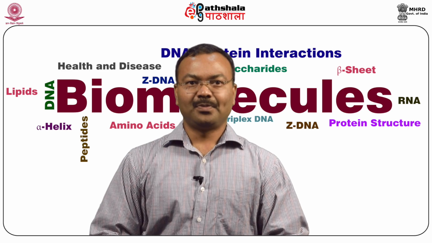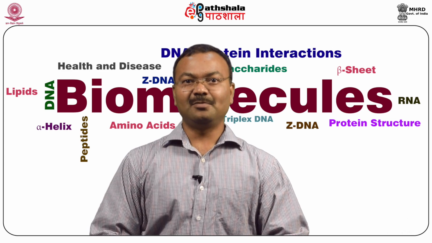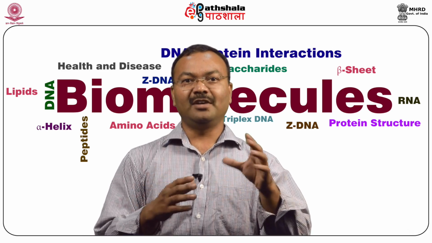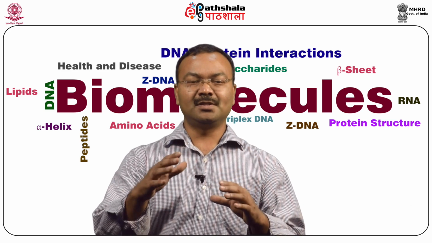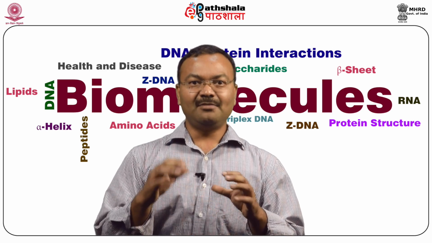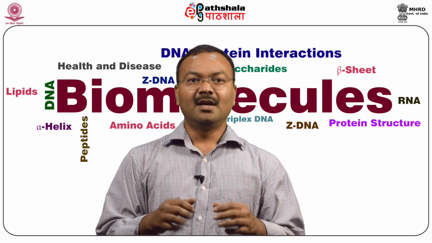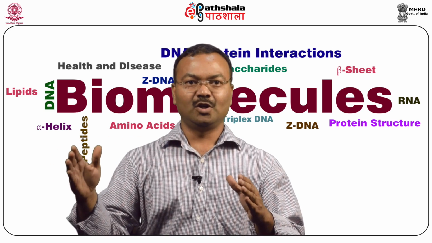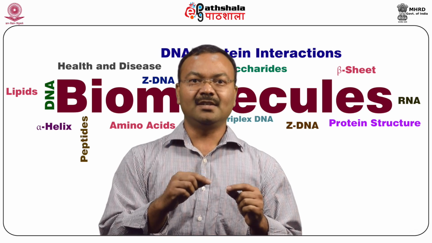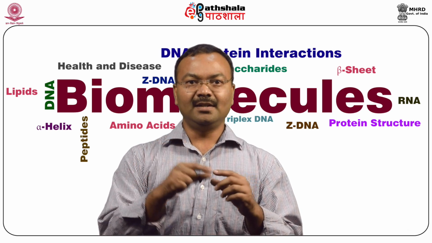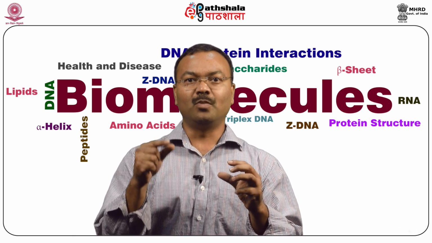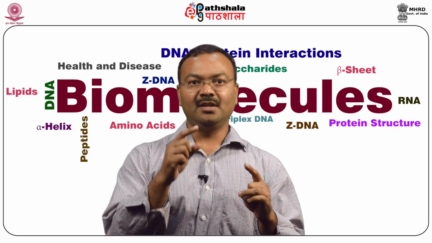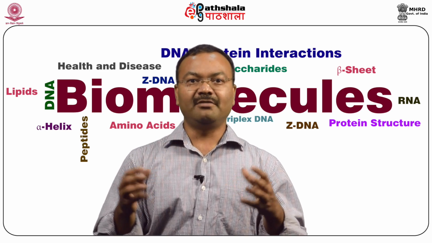EF hand motif. The EF hand motif was first reported in parvalbumin. It will be interesting to know why the name EF hand was assigned to this motif. When the parvalbumin structure was first determined, the helices were named A, B, C, D, E, F. The loop connecting the 5th helix and the 6th helix is actually bound to calcium. And because the helices were named E and F, it's termed the EF hand motif.